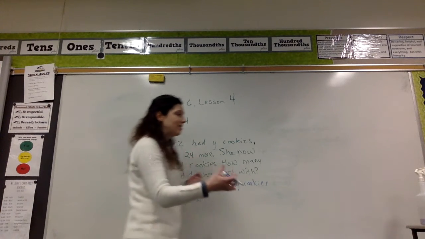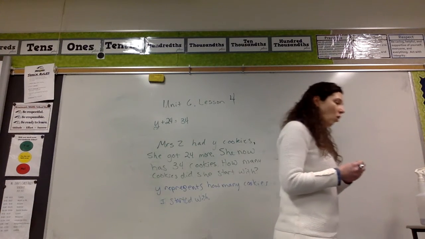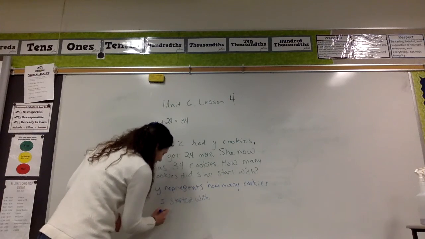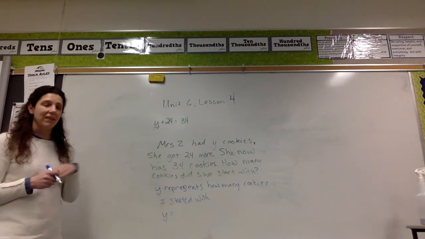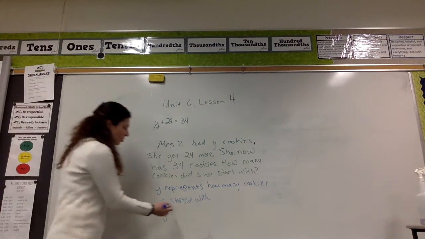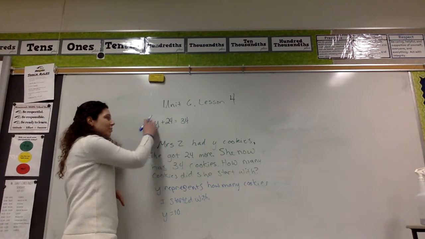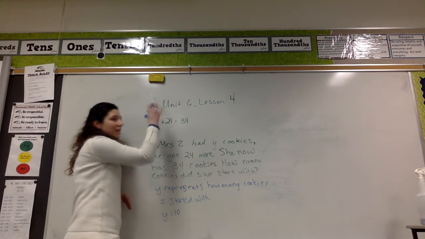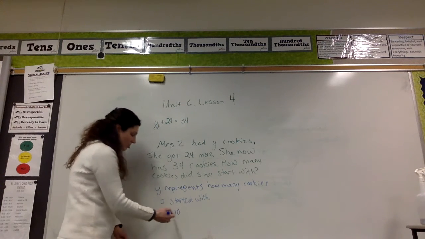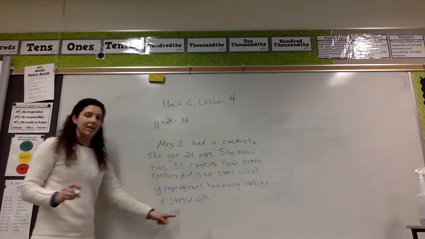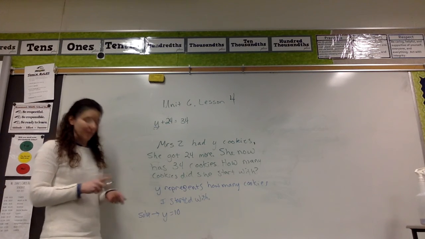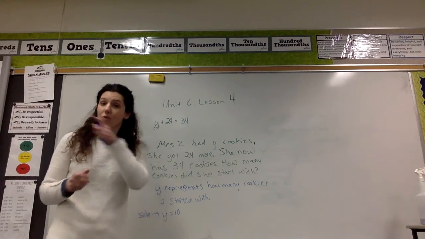And then the last thing on there asks you to solve the equation. So this is saying mathematically, what number has to go in Y's place to make this true? So 10 is the only number I can put in that spot that makes this a true equation. So when I solve it, this is my solution. It is telling me what does that letter have to be equal to in order for this to be true. Good luck with your story.